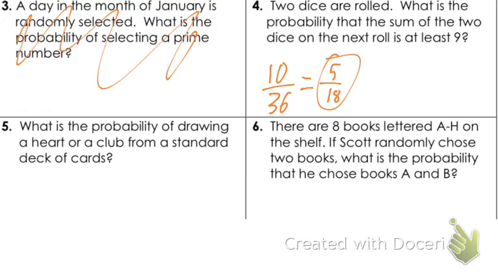I have a quick question before we move on. Is that how you want us to figure out that there's 10 out of 36, is to write it all down? Probably the best way. Yeah, I think it's probably going to be the best way.